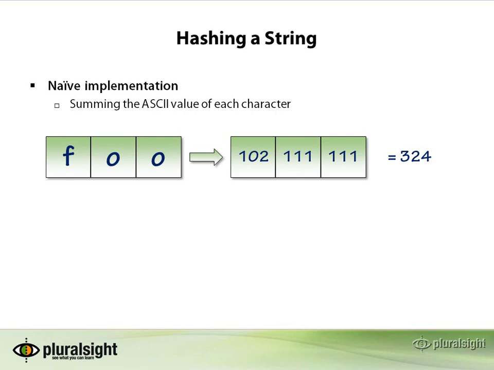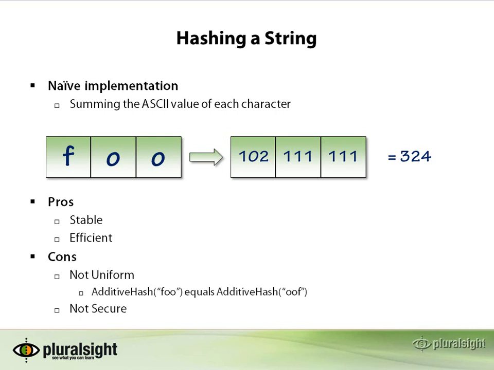Now, when you think about our four measurements for a hash algorithm, this is stable and it is efficient, but it's really a terrible algorithm. First of all, it's not very uniform, and it's not very uniform because the order of the characters in the string doesn't affect the value of the hash. So foo's hash is the same as oof. That is not a characteristic we're looking for in a hash algorithm.